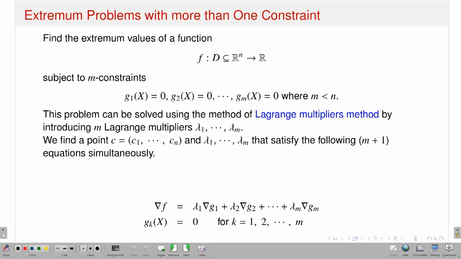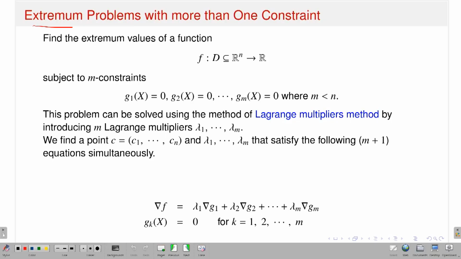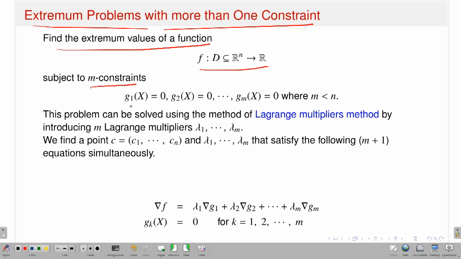Okay, till now I have discussed constraint problems with one constraint. Now, the question is, if I have multiple, like m many constraints, then how to handle that situation? The same method will work. That is why I wrote extremum problems with more than one constraint. Find the extremum values of the function f from D, a subset of R^n, into R, subject to m constraints. That means g1(x) is 0, g2(x) is 0, and gm(x) is 0, where m is strictly less than n. So, I have n variables and m constraints, with m strictly less than n. Now, how to handle this? Similarly.